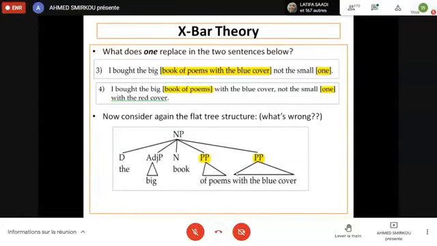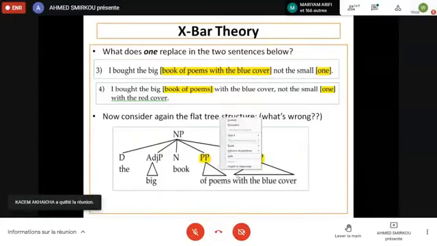We have to add a node that includes only the noun book, and the preposition phrase of poems. Okay? This is the first problem. We need to add a node that includes only the complement and the head book to show that the first preposition phrase is a complement and the second preposition phrase is an adjunct. Okay? So we need something like this.